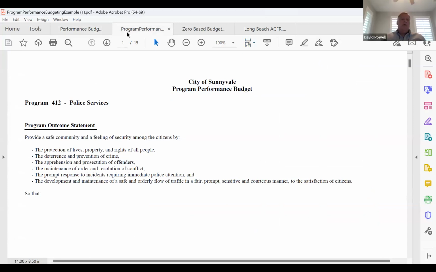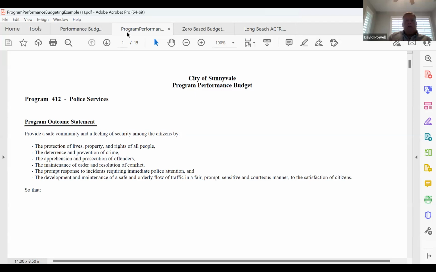This is an example of a combination of performance and program-based budgeting. Again, this is one of those combination hybrid approaches that we commonly see together: program-based budgeting combined with performance-based budgeting. We consider this program-based budgeting because we are budgeting according to the program. In this example, we are budgeting for program number 412, which is police services.